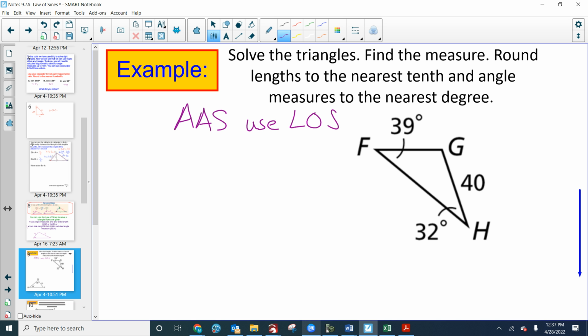Now, why am I making a big deal out of that? Because tomorrow, we're going to have to use the law of cosines for other types of triangles. Law of cosines. There's no law of tangents. Why is there no law of tangent? I don't have time to talk about it right now. Can we talk about it tomorrow?